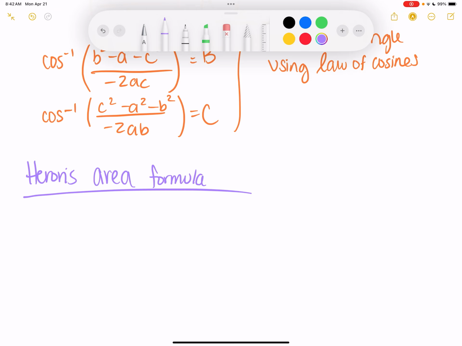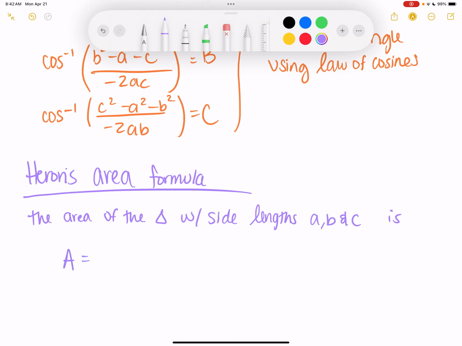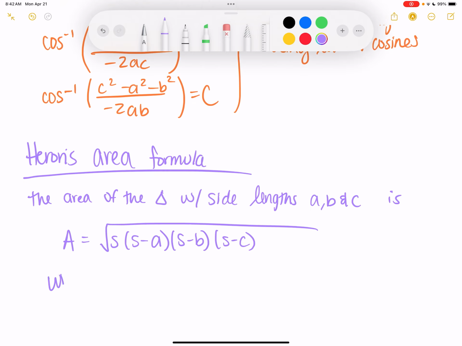So the area of the triangle with side lengths A, B, and C is A for area equals the square root of S times S minus A times S minus B times S minus C. And you're probably like, is she going crazy? There's no S in the given information. Well, we have to solve for S, so I really should probably write S first, but where S is equal to 1/2 of A plus B plus C.